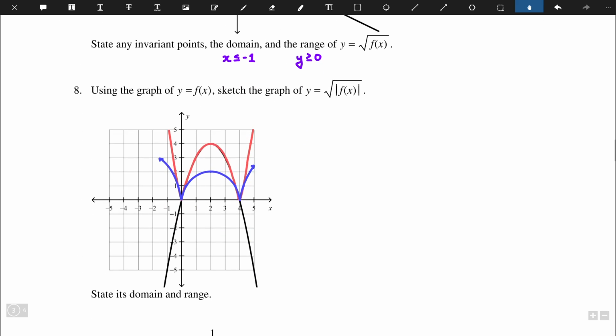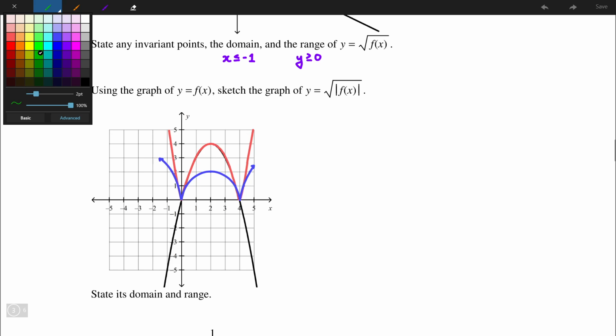Number 8. So the original function was an upside down parabola. In order to find out what the sketch of the graph y equals the square root of the absolute value of f of x looks like, we need to apply the transformation from the inside going outwards. So first, we need to find the absolute value of f of x, and that is the graph in red.